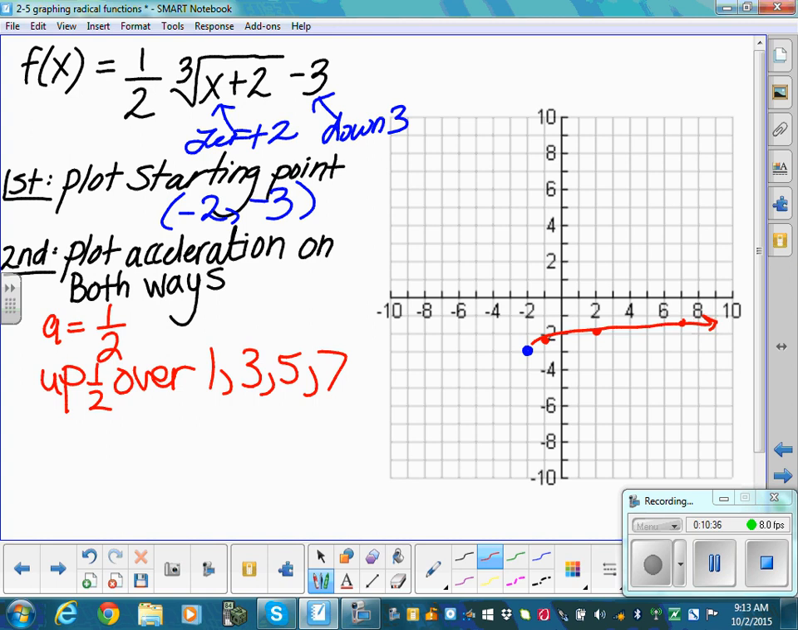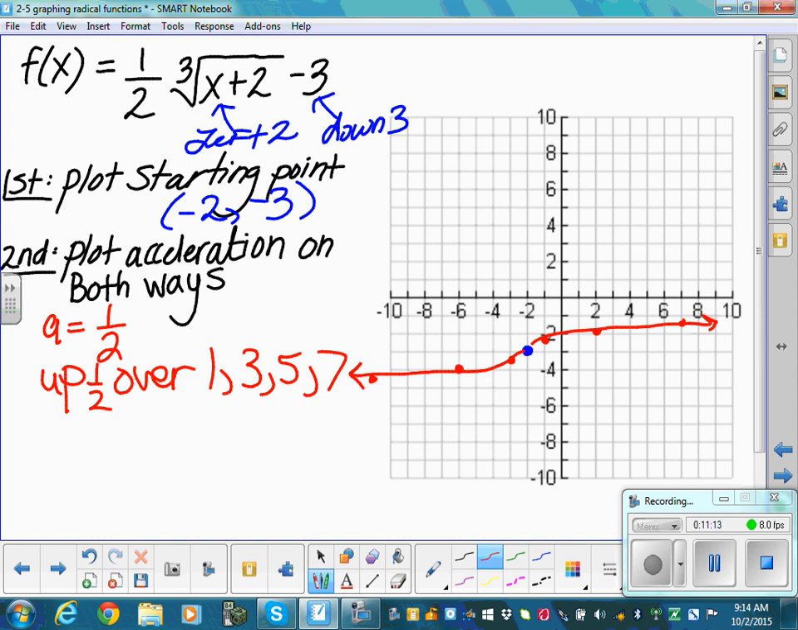Now, since it's a cube root, if you just stop here, you're going to get it wrong. That's a square root function. With cube root functions, you know it's going to come around and curve down and come back this way. So now you've got to go the other way. We're going to go down 1/2 and over 1. Down 1/2, over 1, 2, 3. Down 1/2, over 1, 2, 3, 4, and 5. So it's going to come down and swoop around. Does that make sense? Yes? No? Okay, we're all good.